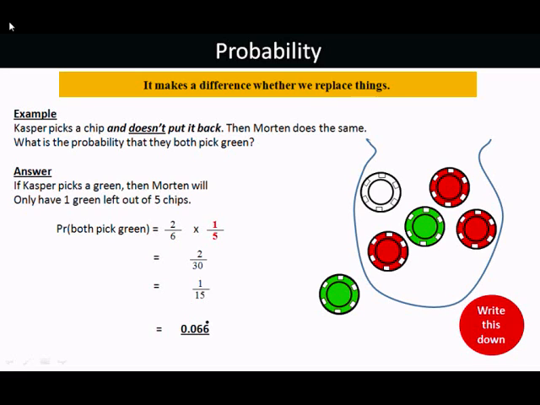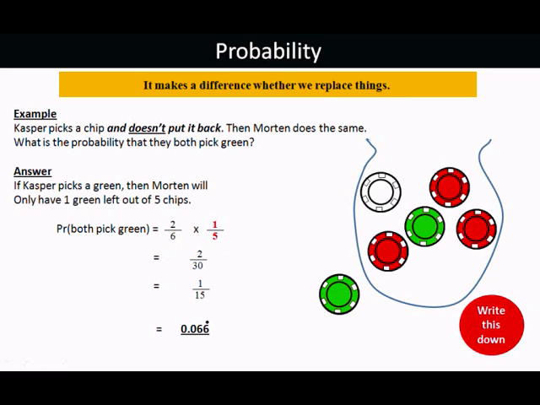Well, first of all, Casper has 2 chances out of 6 to pick a green, like he did before. But then if he does that, the green is out of the bag, like in the picture here. So when Morton comes to pick his chips, he's only got 5 chips to pick from, and if Casper's picked a green, there's only 1 green left. So for them both to pick a green, you've got the 2/6 chance that Casper picks a green, and then if that happens, only a 1 out of 5 chance for Morton to pick the green.